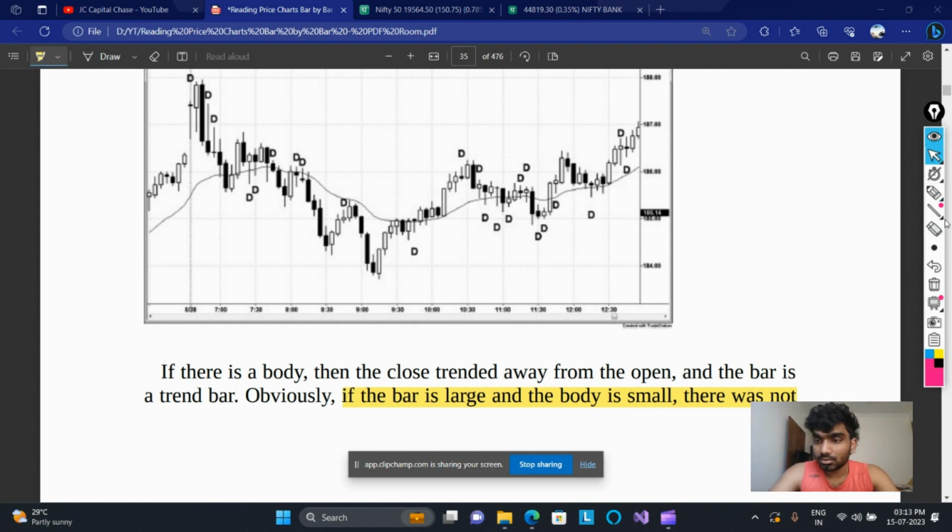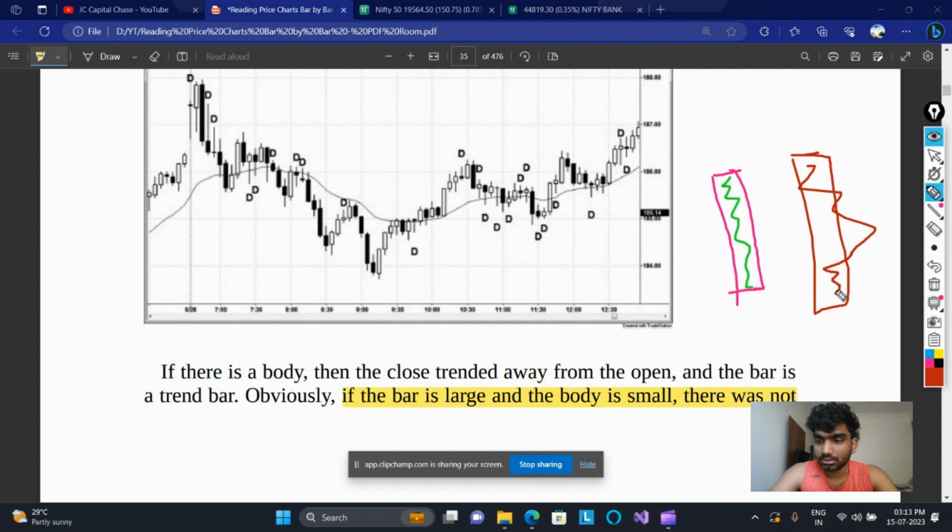So here, let's say here is the open and here is the close. This is considered to be a strong bullish candle, right? And if, let's say, the open is here and the close is here, it's going to be a strong bearish candle.